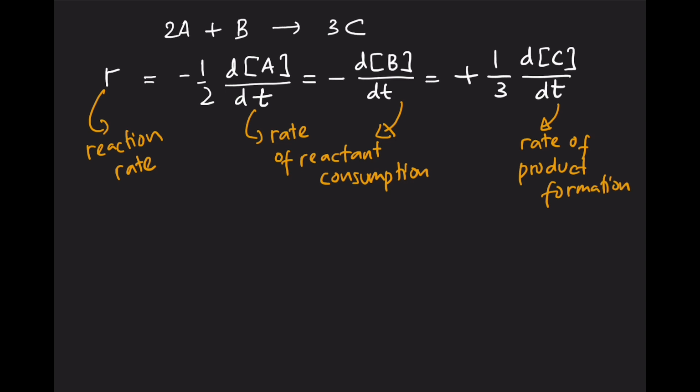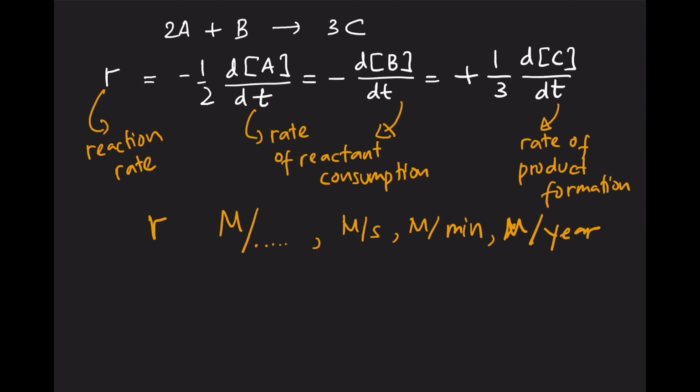Normally, R has the unit of molar over the unit of time. So molar over second, molar over minute. And for reactions like nuclear chemistry, we can also use molar over year. However, in the case where we have an all-gaseous reaction, we can also use pressure instead of concentration in molarity. So sometimes we also have the unit of R being atm over the unit of time.